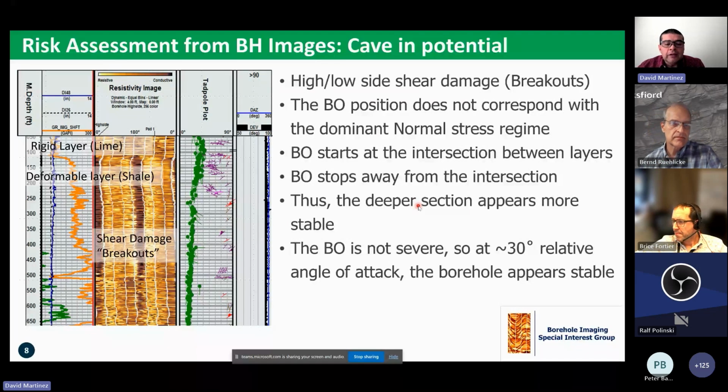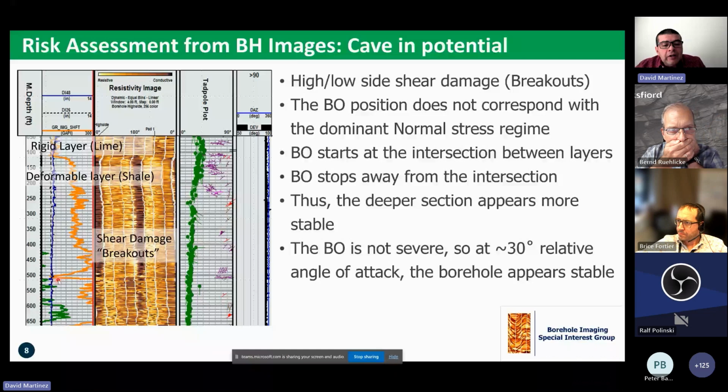So how do we use this kind of information? Simply, if we are lucky and we are free to choose the target, the horizontal target, anywhere on this shale, we know that from a stability point of view, you want to come down here to where the formation appears more competent.